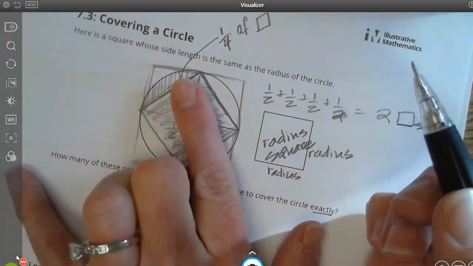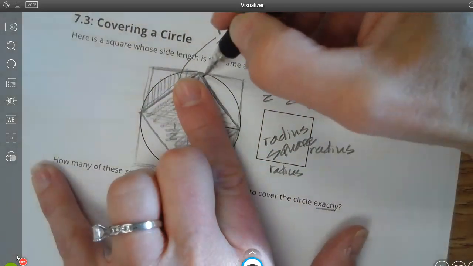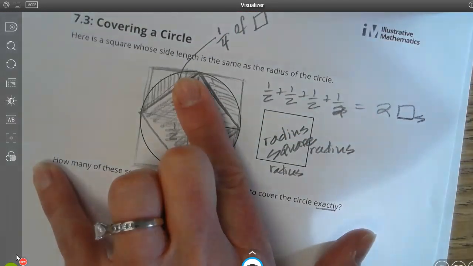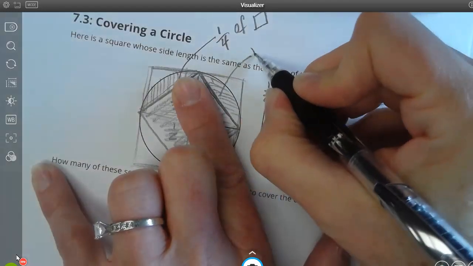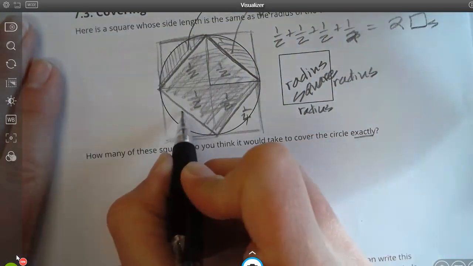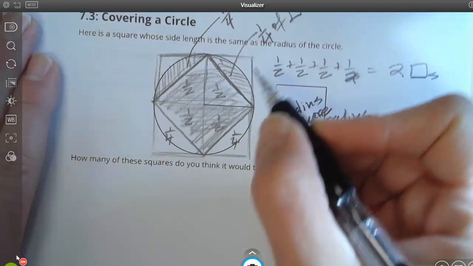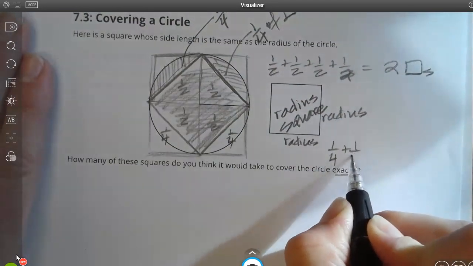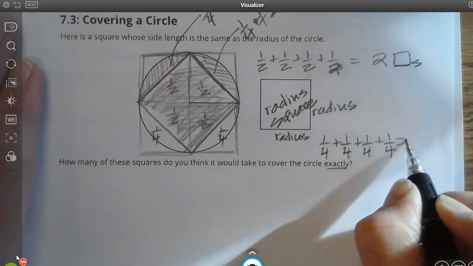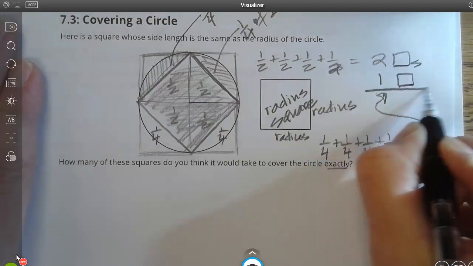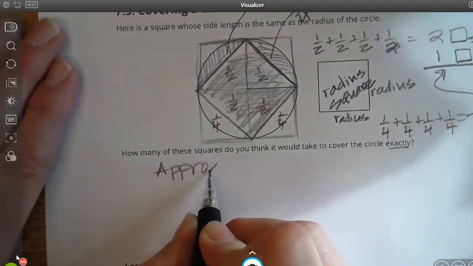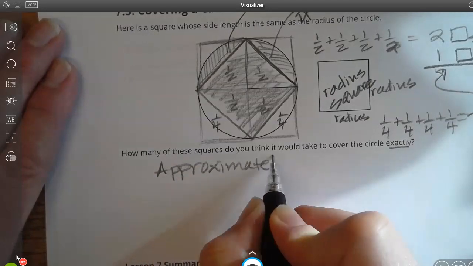If we look at that again, here we have this much of the circle left, which takes up about half of your radius square that's left over. So a half of a half would be 1/4. We have 4 of those, right? So here's another 1/4, and here's another 1/4. So if I have 2 squares there, and then I add up 1/4 plus 1/4 plus 1/4 plus 1/4, I have now 1 full square. So total, to cover this exactly, would be approximately 3 radius squares.